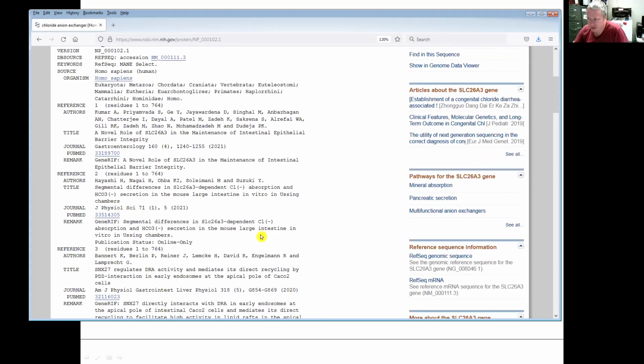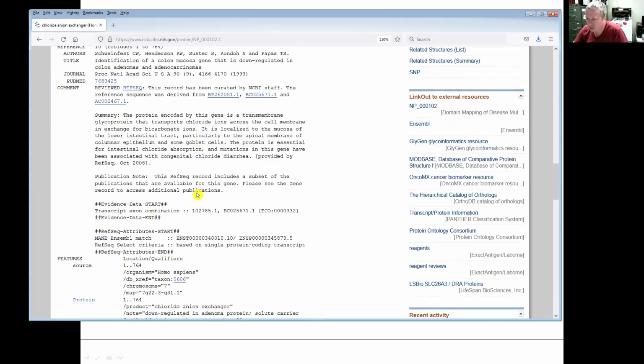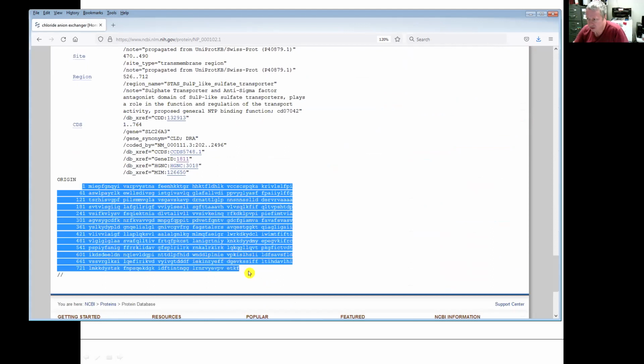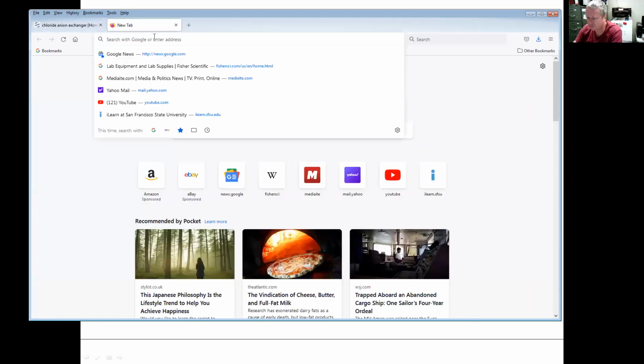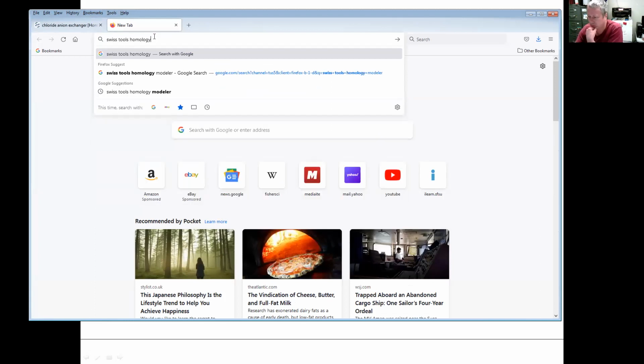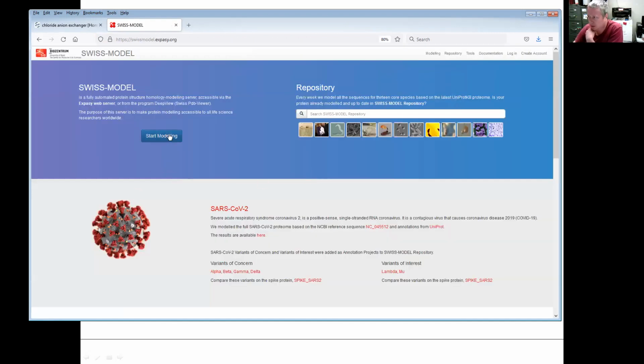This has a little bit of information on the protein and its discovery, some literature references, blah, blah, blah. But down at the bottom is the amino acid sequence. So I'm going to take this, copy it, Control C. I'm going to go to Swiss tools, which is one of the homology modeling tools. I search for Swiss tools homology. That usually gets me there. It's called, I guess, Swiss Model. And I say start modeling.